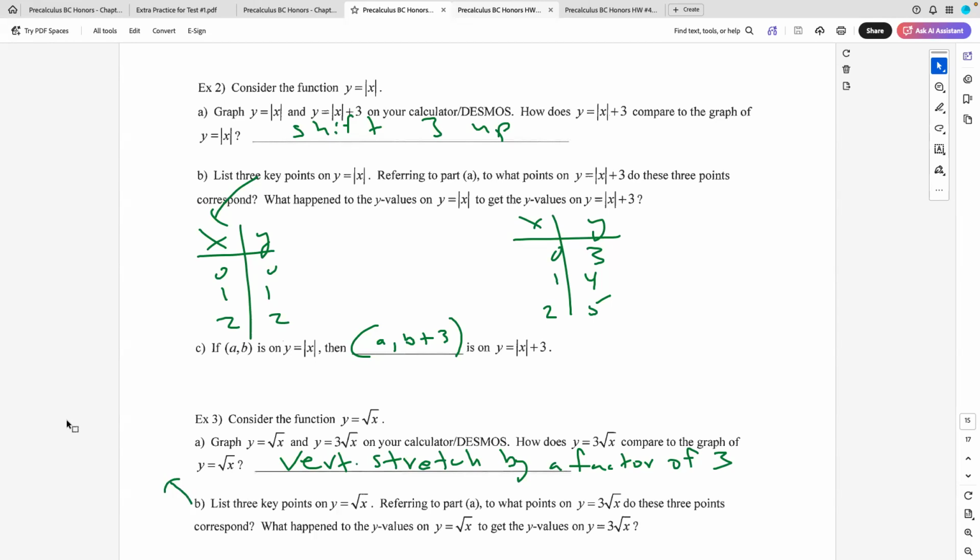So I don't feel like moving the screen, but for root x, 0, 0, 1, 1, 4, 2. So guess what? Now it's going to be still 0, 0, but 1, 3, 4, 6. It stretches. Yeah, it stretches, right?